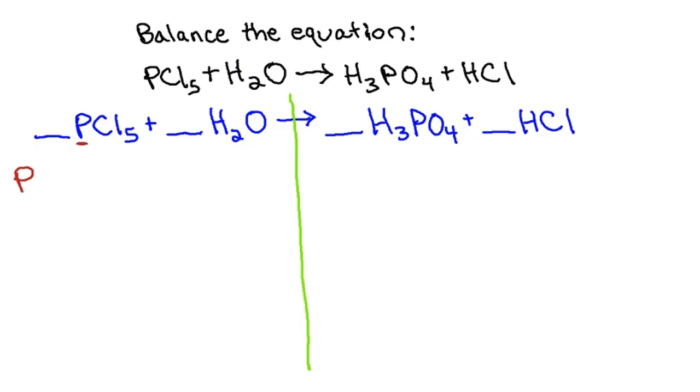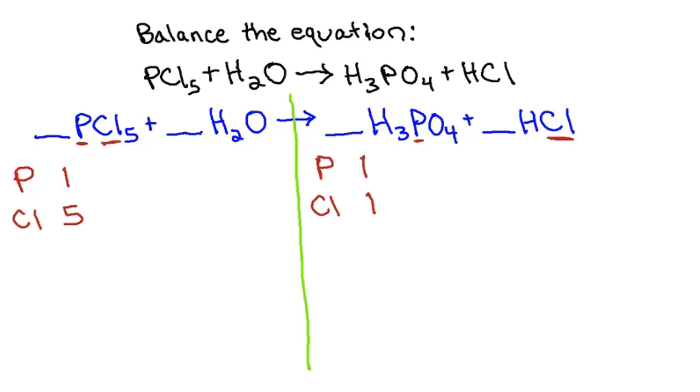So for phosphorus, there is one phosphorus over here on the left side of the green line of the yield arrow. So that's going to be 1. And on the right side of the yield arrow, there is one phosphorus right there. So that's going to be 1. Then let's move to chlorine. So we have Cl. And over here on the left side of the yield arrow, there's 5 Cl's. And then on the right side of the green arrow, there's only 1 Cl.